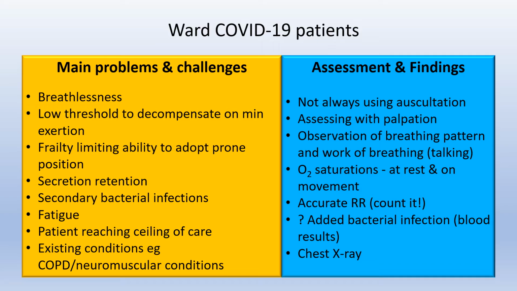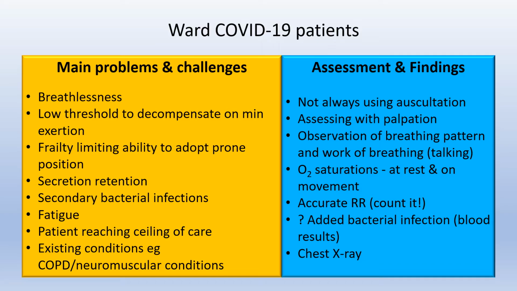Usually they had quite a dry, irritable cough, and that might make them more breathless as they were coughing and cause desaturation. We tended to find secretions when we had these secondary bacterial infections, so perhaps if you've got somebody who stayed a bit longer developing a superadded infection, that was something we were watching out for. Fatigue was a big issue. Patients fatigued very quickly on doing minimal exertion.